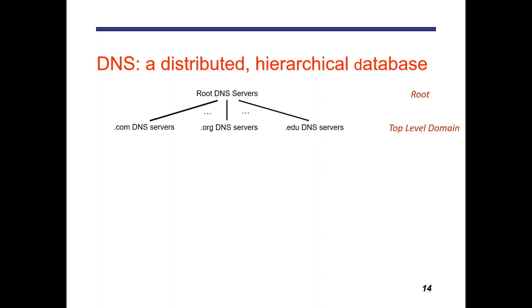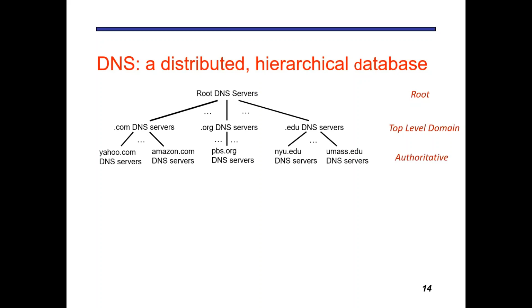Like I mentioned, DNS has a distributed hierarchical database. You can see here on the top, we have the root name servers or root DNS. The second level of DNS, we call the TLDs or top level domains. Root domain name servers are also known as dot servers. And then you have the .com DNS server, .org, .edu, .pk, .in, .us. These are all the top level domains. And then we have the authoritative name servers, which are the servers of those organizations like umass.edu, nyu.edu, pbs.org, amazon.com, yahoo.com.